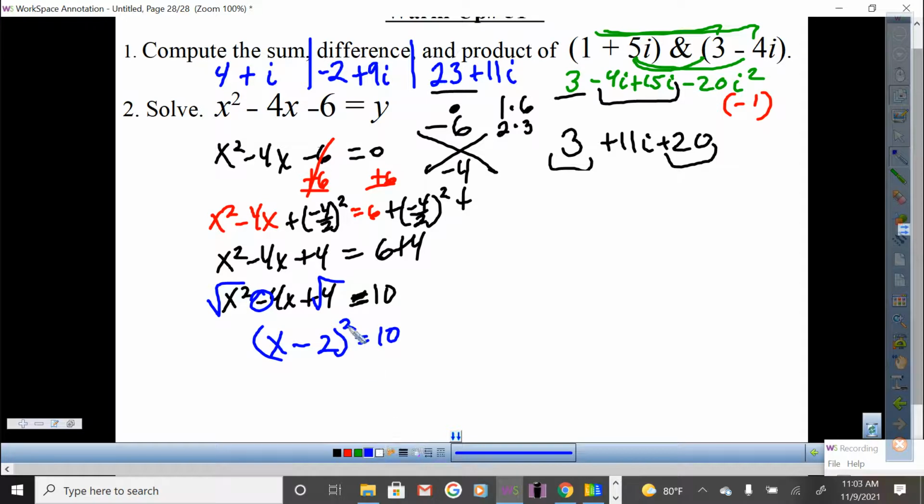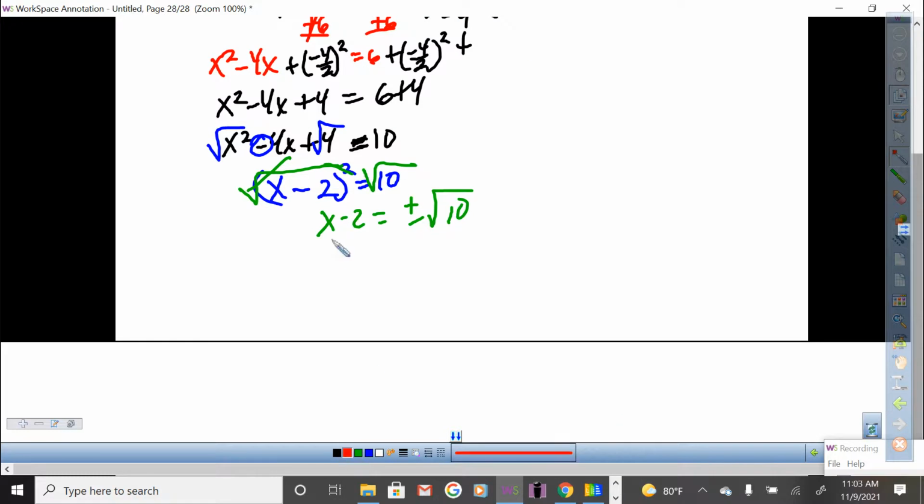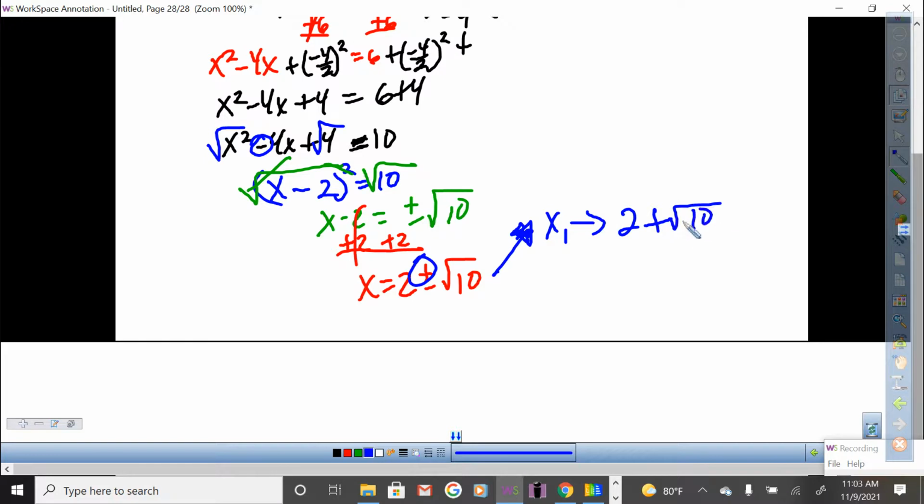And from there, to cancel this squared, we need to do what? Square root, and do that to both sides. I end up with x minus 2 equals plus or minus square root of 10. For right now, I'm not going to find the decimal equivalent. I'm going to leave it like that for right now. And last but not least, what do I do to solve for x? I add 2, x equals 2 plus or minus square root of 10. So I write my two solutions. x sub 1 is 2 plus square root of 10, and x sub 2 is 2 minus square root of 10.